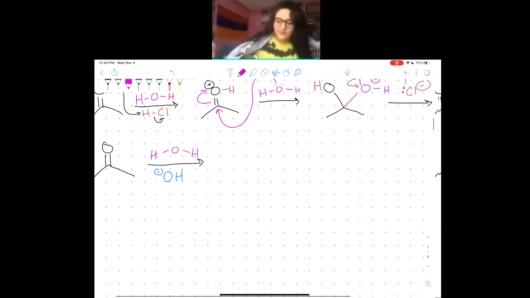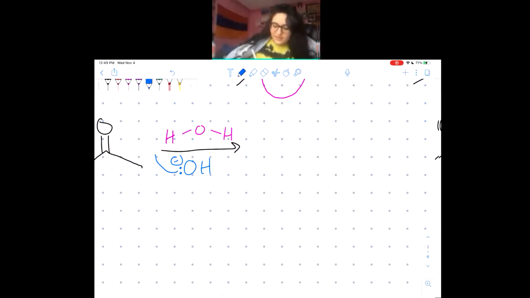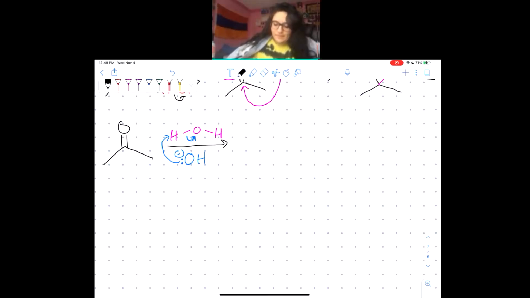Exactly. So if we zoom in, this OH is going to steal a hydrogen. Oh, what am I doing? And we're going to give the electrons back to the oxygen. So we didn't really do much in the first step except make our nucleophile have a negative charge, which makes it more nucleophilic. And now we made H2O.